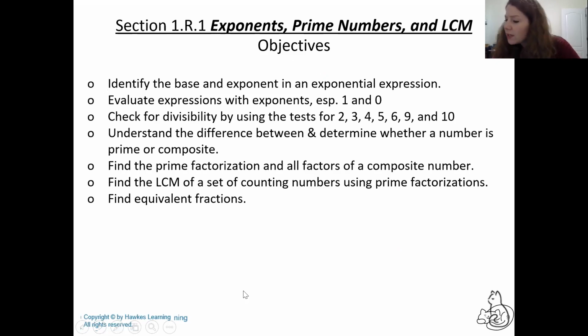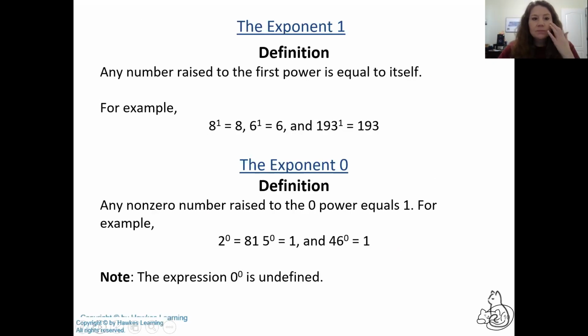All right, so we're moving on. So that was 1R2, easy peasy. All right, now for 1R1, we're finding least common multiples. So you can read the screen.